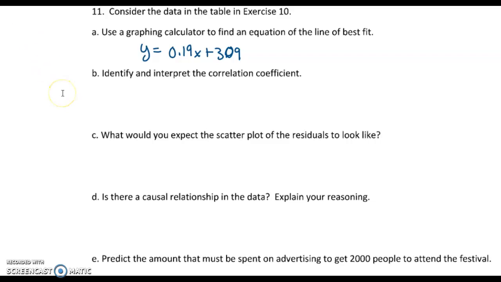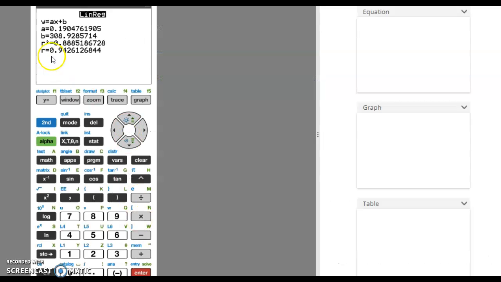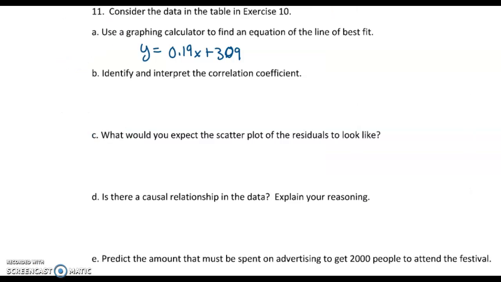Okay, so when we had finished the previous video, we had found out that the equation was this. This is the equation of the line of best fit. It said identify and interpret the correlation coefficient. So when you look on your graphing calculator, it should be showing the R value. So the correlation coefficient is 0.943 if we round. So 0.943.